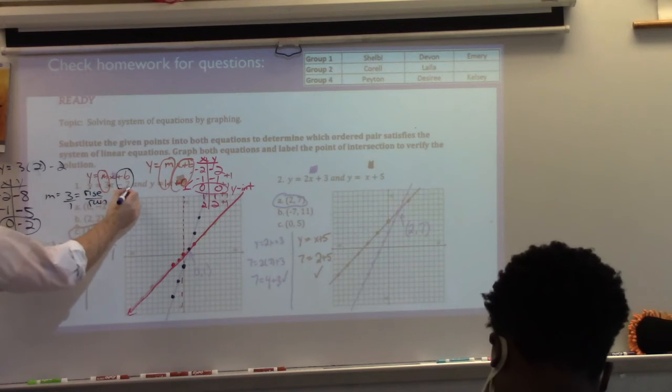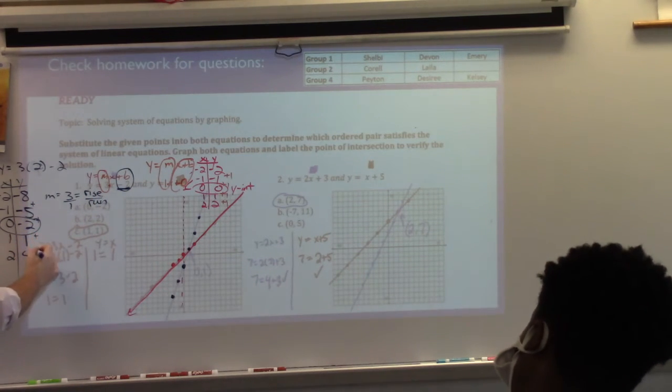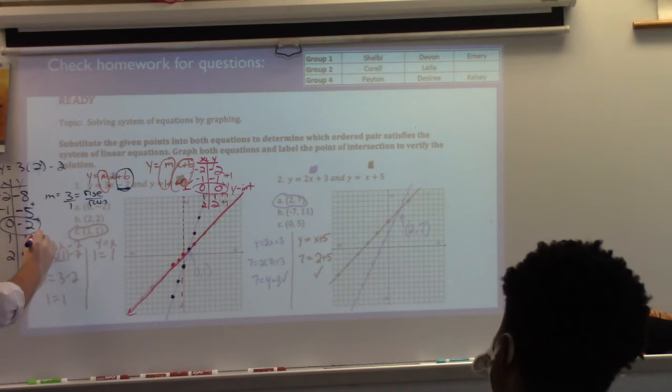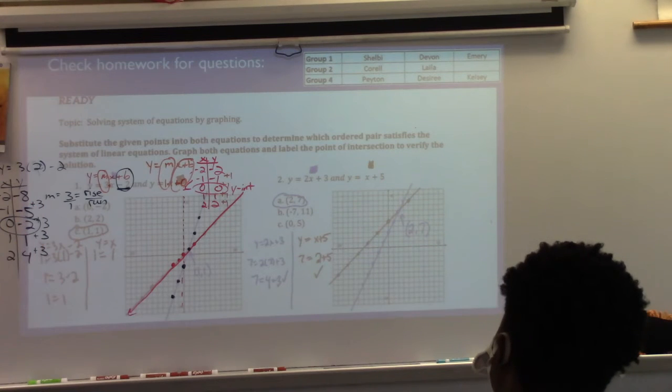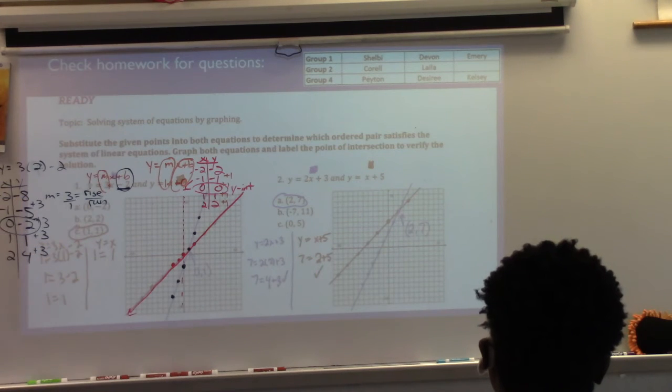There's that -2 again. What am I repeatedly adding? 3. I'm adding 3, aren't I? Yes. Notice the idea of repeated addition is again why we have multiplication here. You multiply by the slope. These are things we want to see connections with.